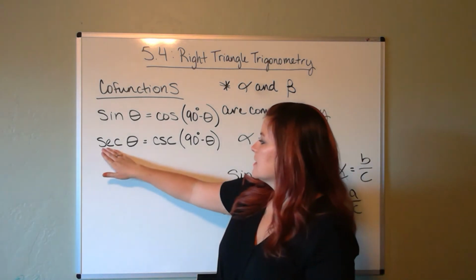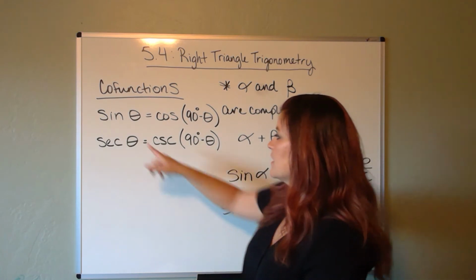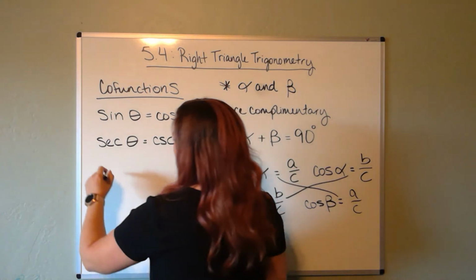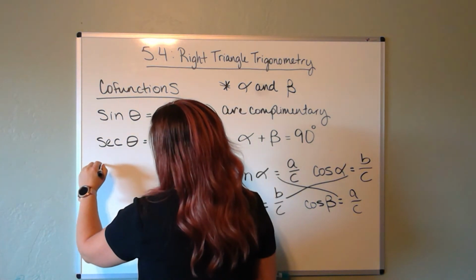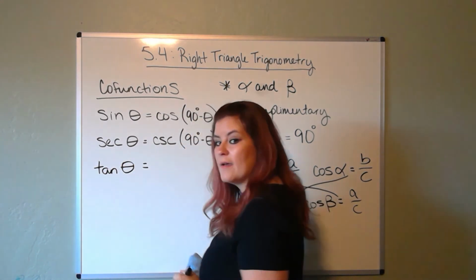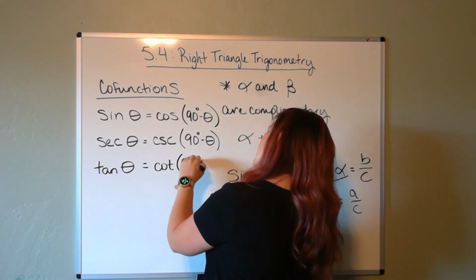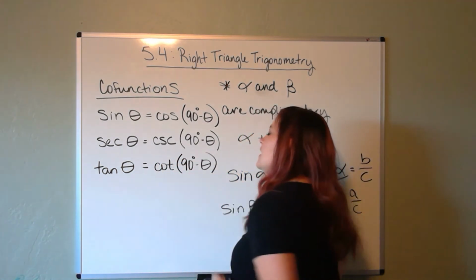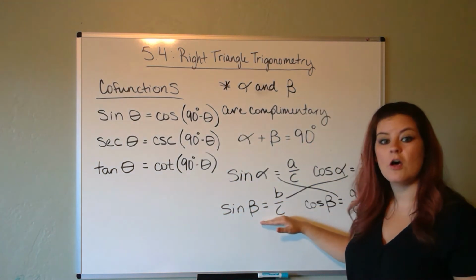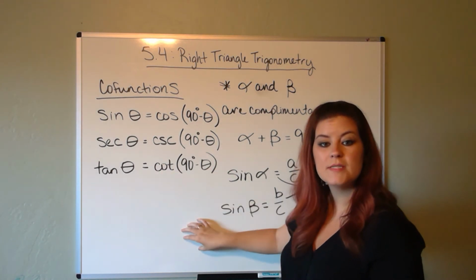So you guys, secant and cosecant are cofunctions, just like sine and cosine are cofunctions. We have one more to pair up the other two. The tangent of theta is equal to the cotangent of its complement. And you guys, the reason why these relationships exist is the same exact thing we saw here. It has to do with the angle down here and the angle up here being complements of each other.